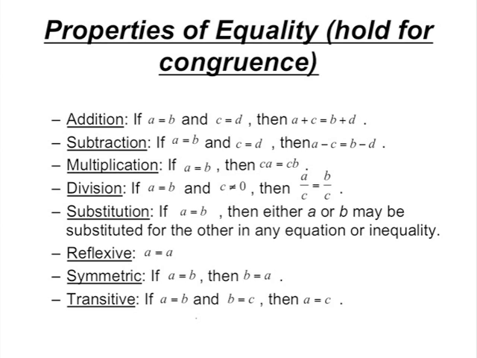Transitive property is a favorite for geometry students. Once we learn it, this is kind of a go-to and we use it a lot. It says that if A is equal to B and B is equal to C, then A is equal to C. So in that transitive property, we kind of set up a chain and we say I can get from A to B, I can get from B to C, so that must mean that A is equal to C.